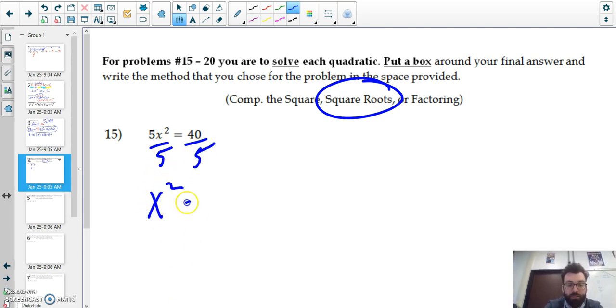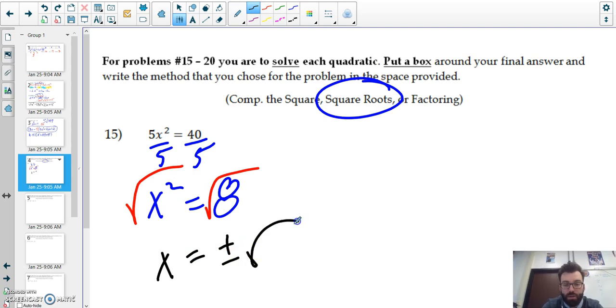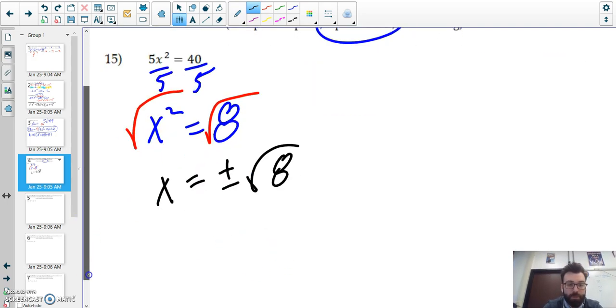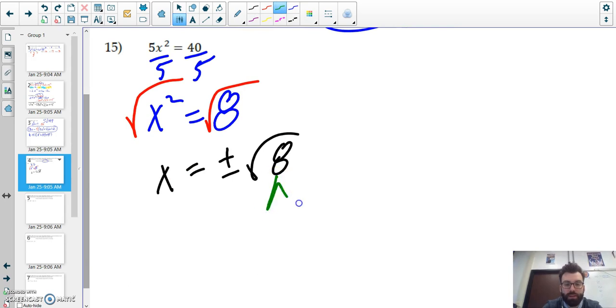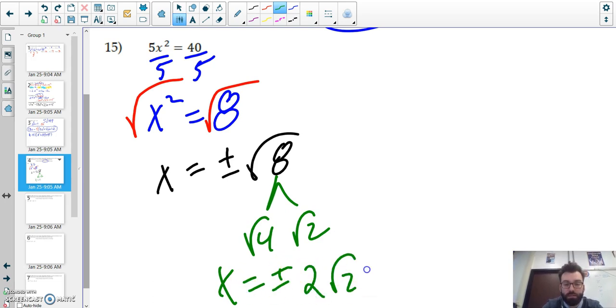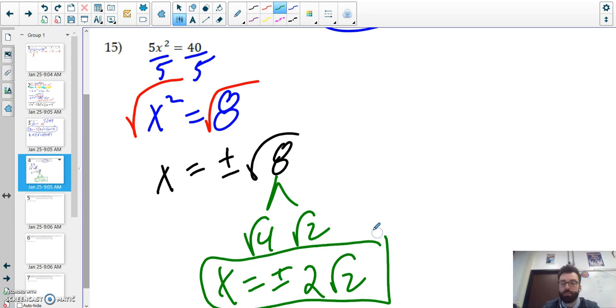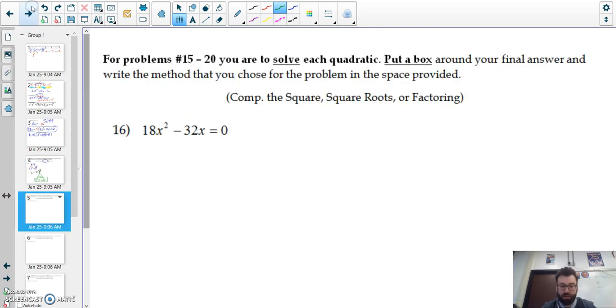Divide both sides by 5, get the square term by itself. So I have x squared equals 8. Again, it's a square root method, so I have to take the square root of both sides to get x equals plus or minus the square root of 8. Remember, always simplify. This is root 4 times root 2. So x equals plus or minus 2 root 2. Again, this is the square root method.